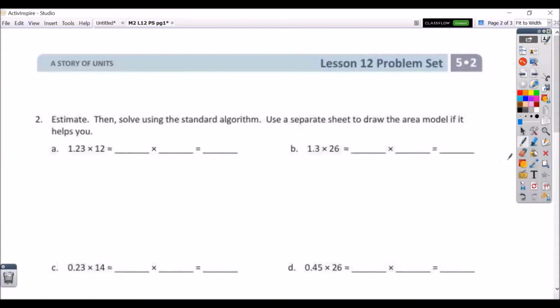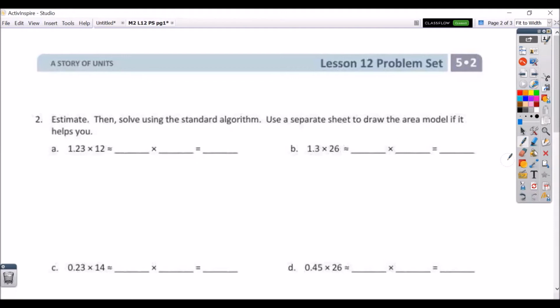All right, now we're on page 2. Let's read the directions. It says estimate and then solve using standard algorithm. Use a separate sheet to draw area model if it helps you. The reason why it says use a separate sheet is obviously there's not much room in here, but maybe you can squeeze it in if you're using pencil. Remember, I'm just wanting you to be accurate.